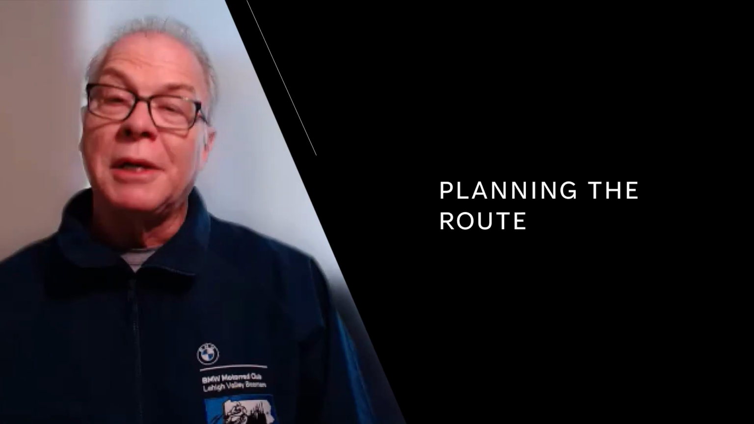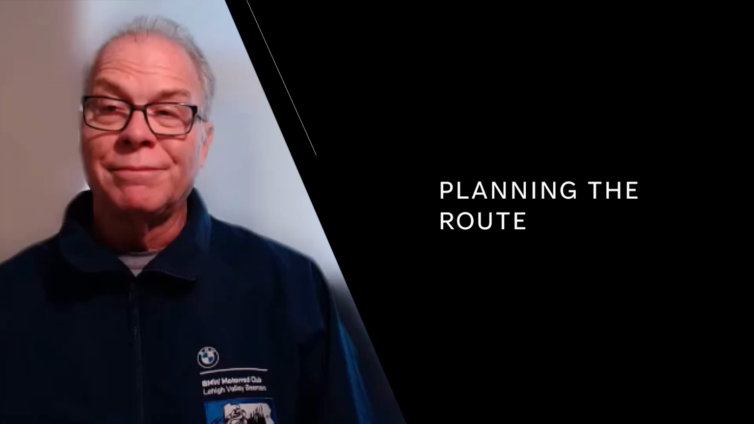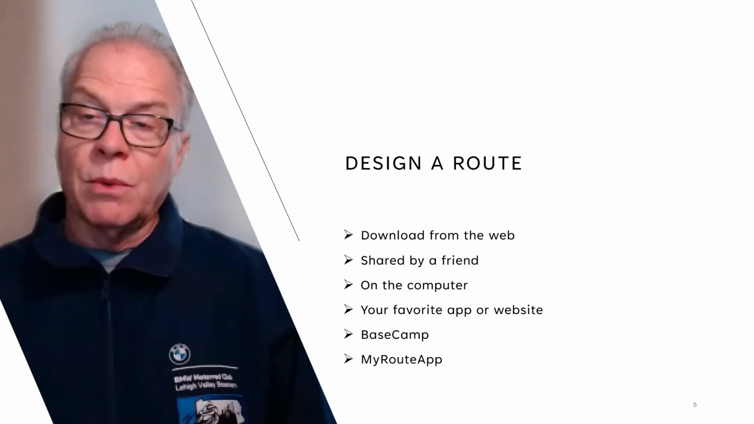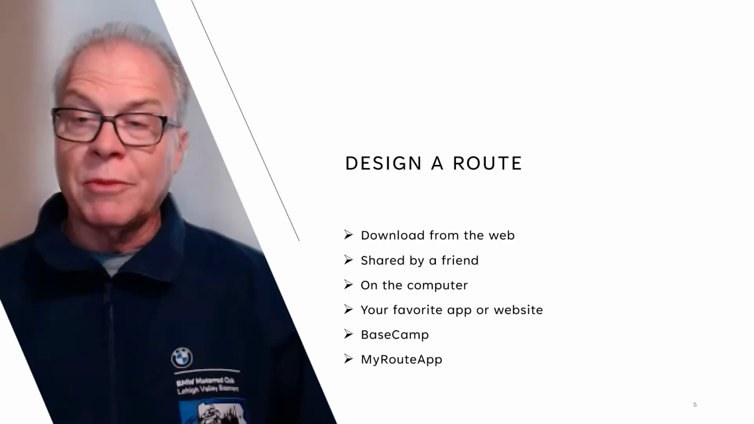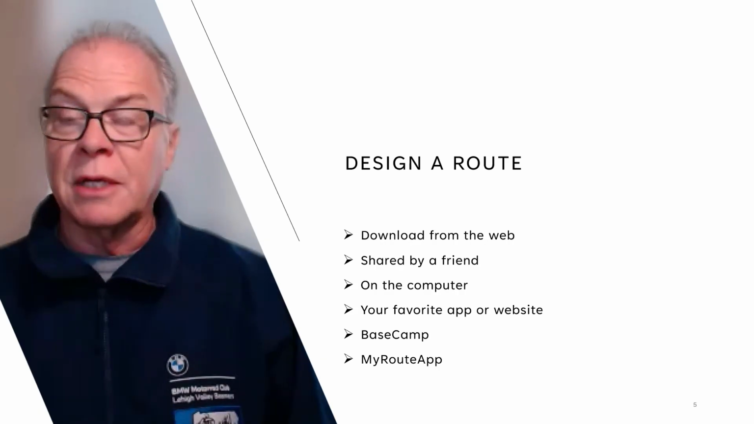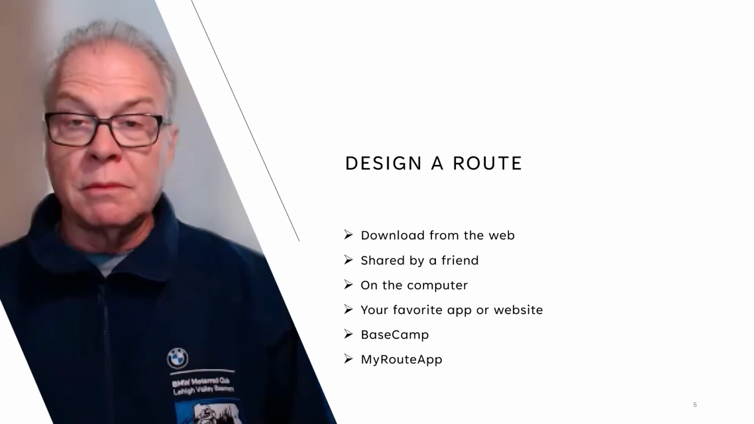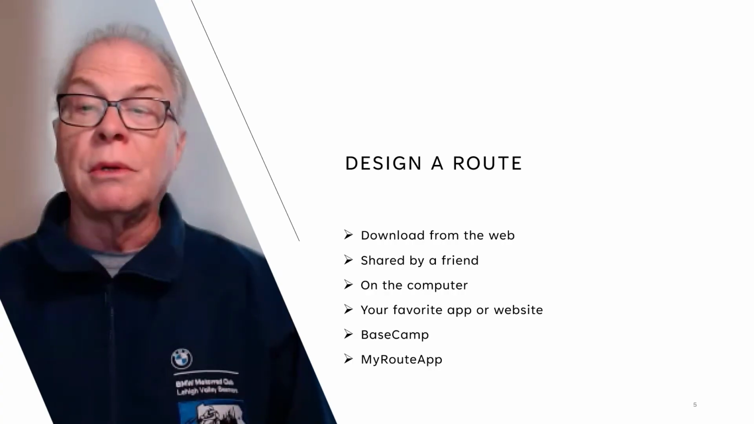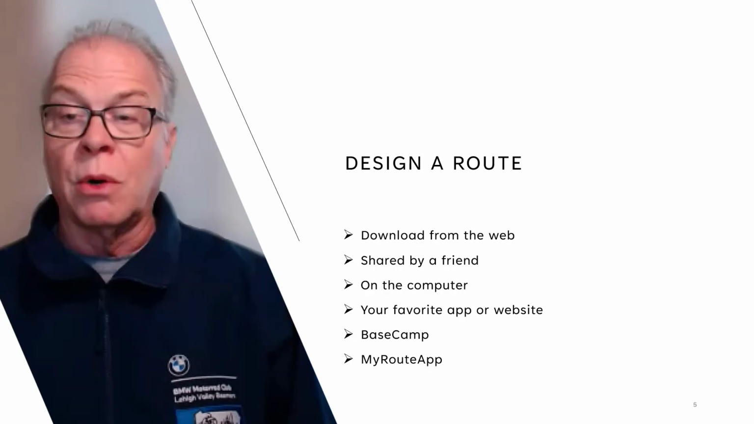The first step is let's plan a route on the computer. There's several ways to get a route, and one is just to download something from the web. There's lots of sites that have best routes in this state, etc. Or a friend might share you one that he liked. You can also, on your computer, using your favorite app or website, make your own route.